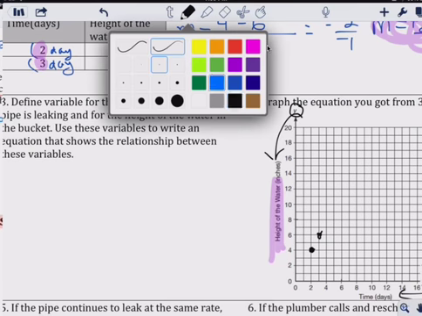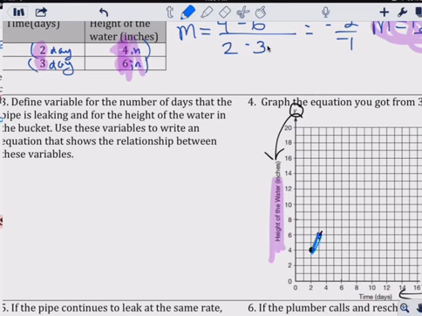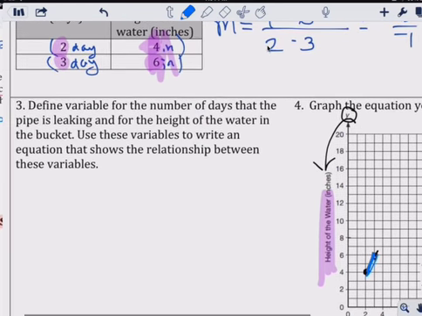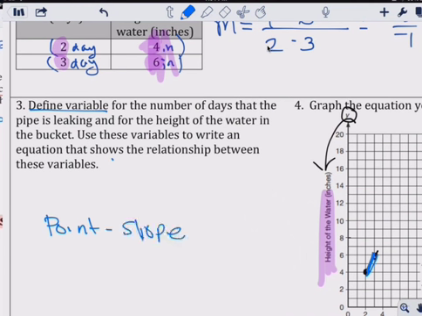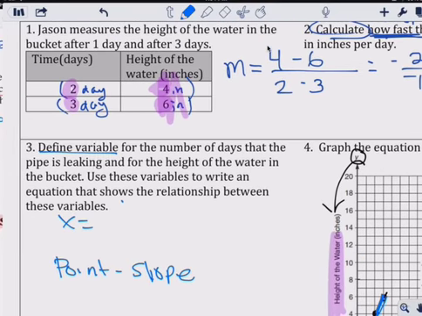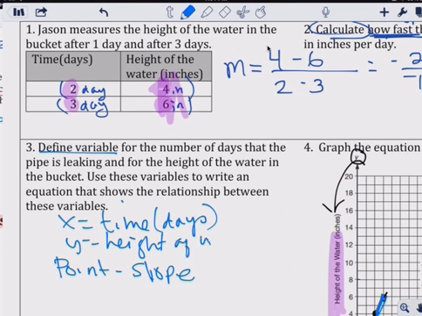Now when we graph this, we don't know the y-intercept because there's no y-intercept. Oh, define the variable. Because we don't know the y-intercept, we have to use point slope. Okay, so we need to use point slope because there's no y-intercept. Okay, define the variable. X equals time in days, and y is equal to height of the water in inches.